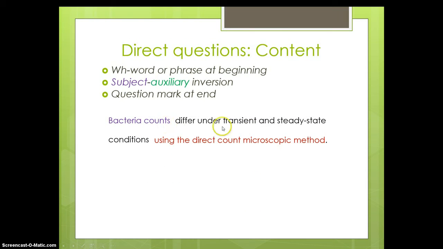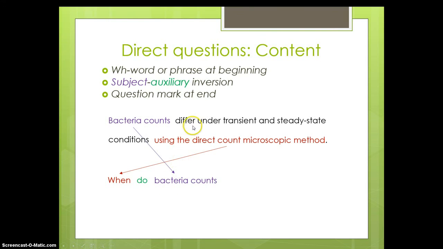Bacteria counts differ under transient and steady state conditions. I've highlighted using the direct count microscopic method. So this, it seems, is describing the circumstances when these bacteria counts might differ. So that might turn into a when WH word. Now again, we don't have an auxiliary verb, so we must supply our own. Do. And then the subject comes down here.